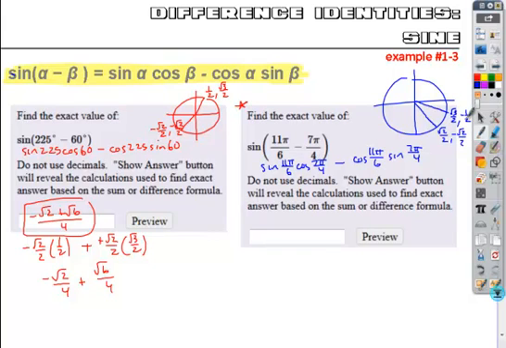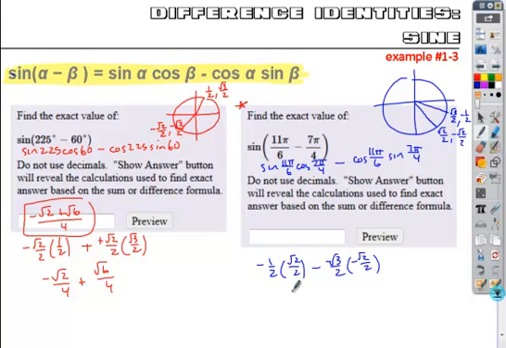So the sine of this first angle is negative 1/2. The cosine here is root 2 over 2. The cosine of this first angle, so again minus, is root 3 over 2. And the sine of this second angle here is negative root 2 over 2. So there are the values we use.